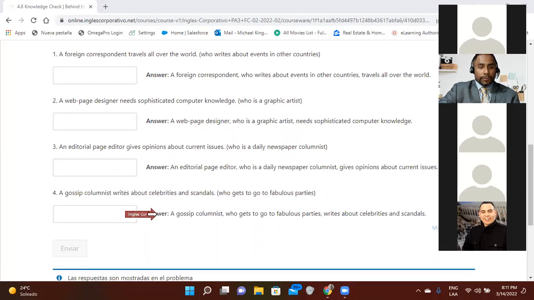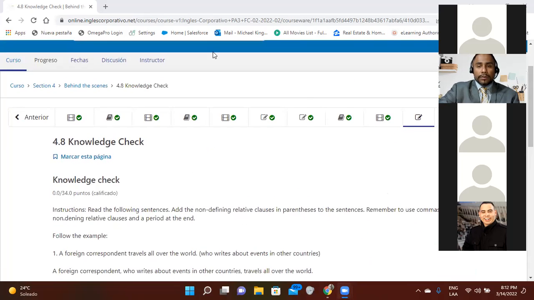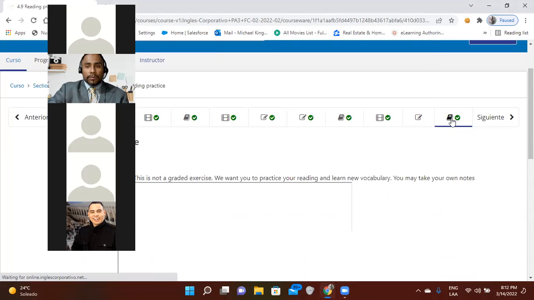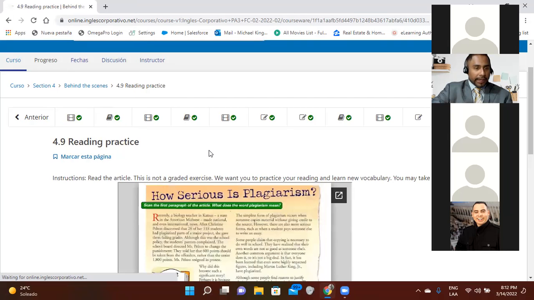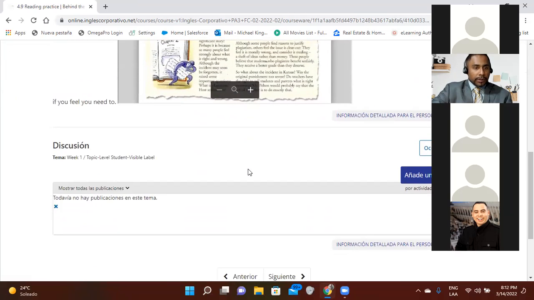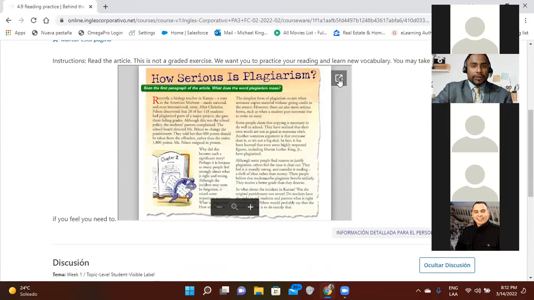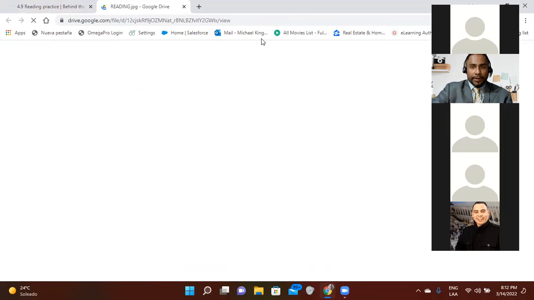A gossip columnist who gets to go to fabulous parties, to write about celebrities and scandals. Excellent, very good. All right, at this moment, do you guys have any questions related to this activity? No, teacher. Okay, we're going to move forward and look at reading practice. How serious is plagiarism? And then we're going to have the discussion. I would like for us to read it together.